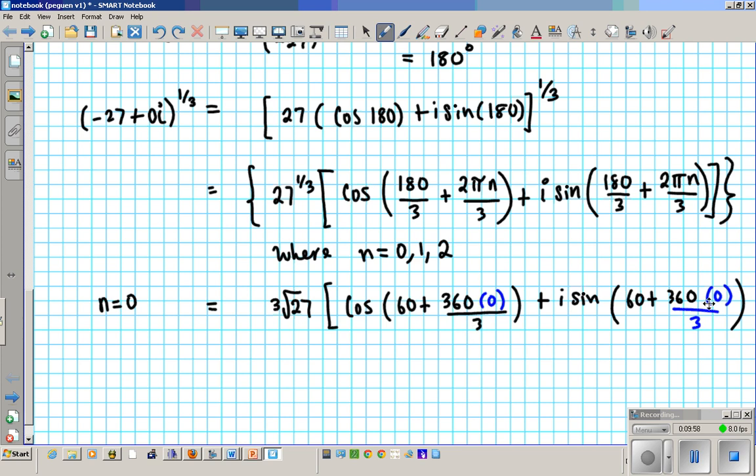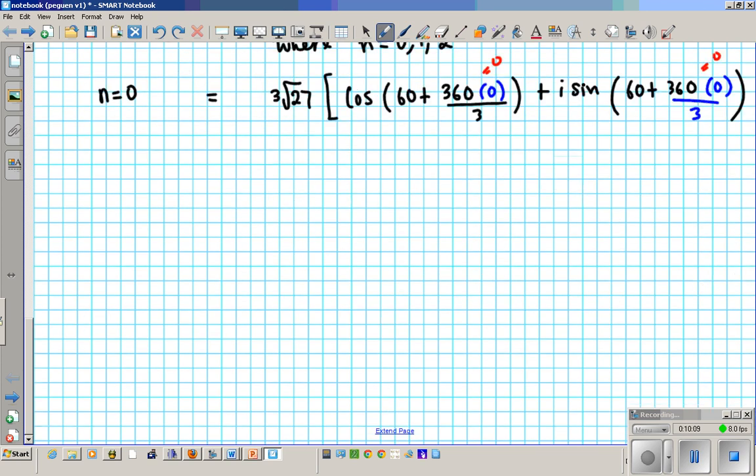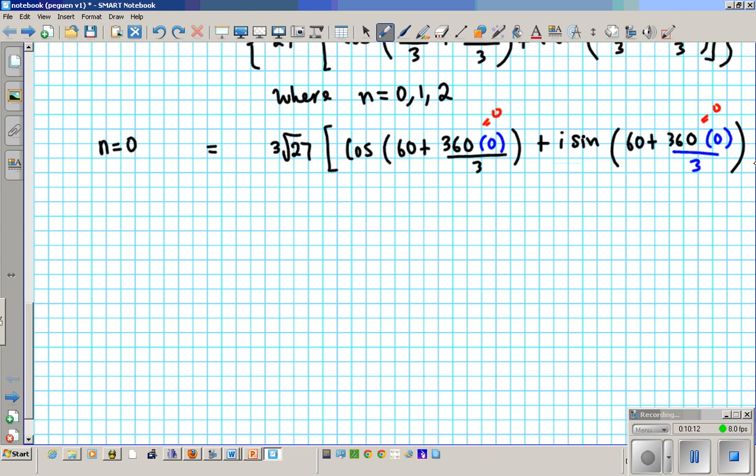This one goes to 0, so we're just left with 60, right? So this whole thing is equal to 0, this whole thing is equal to 0, so we're left with 60 for the first one. So for the first one, what's the cube root of 27? The cube root of 27 is 3. Cosine 60 plus i sine 60 degrees. So this is the first root.